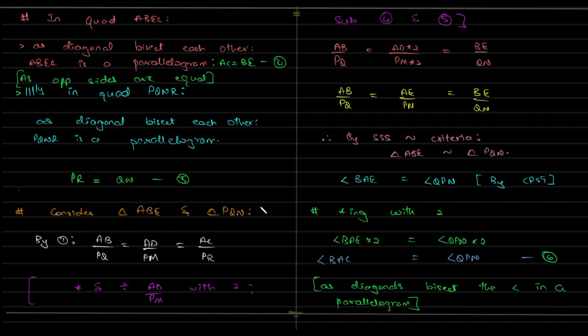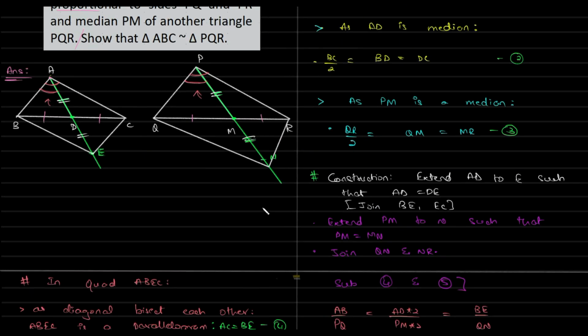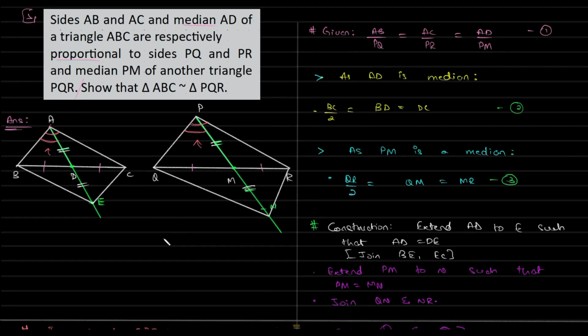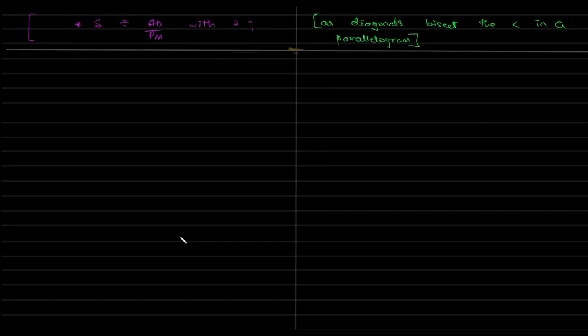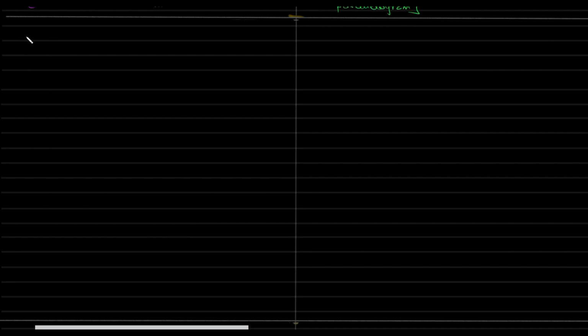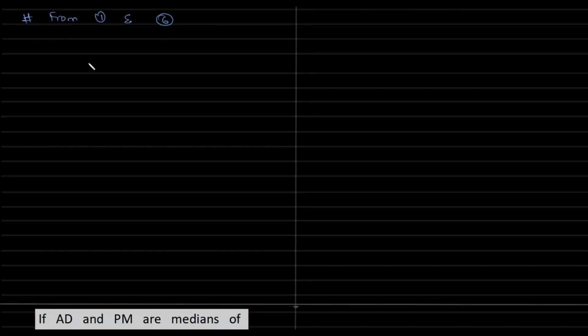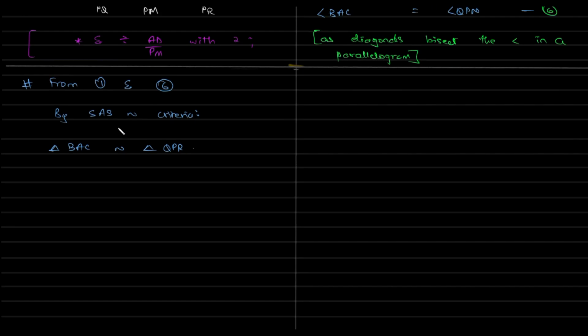So from equation 6 and the 1, this is the one, the ratios. So we can tell, at last we have the answer. It's done, guys. So from equation 1 and 6, if I'm right, is 6, yes. By SAS similarity criteria, triangle ABC is similar to triangle PQR. Hence proved. Okay. Big fat answer.